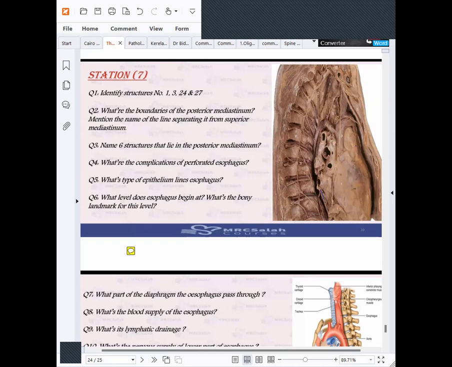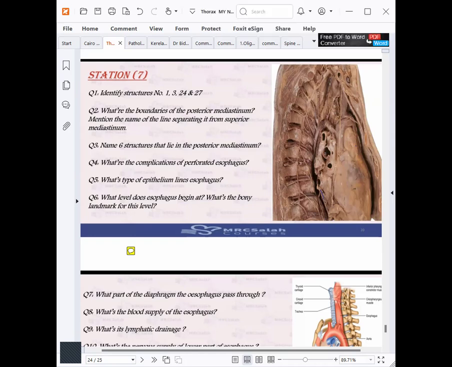Laterally, medially, we have the mediastinal pleura and the hilum. Sorry, mediastinal pleura and posteriorly we have the lower eight thoracic vertebrae.